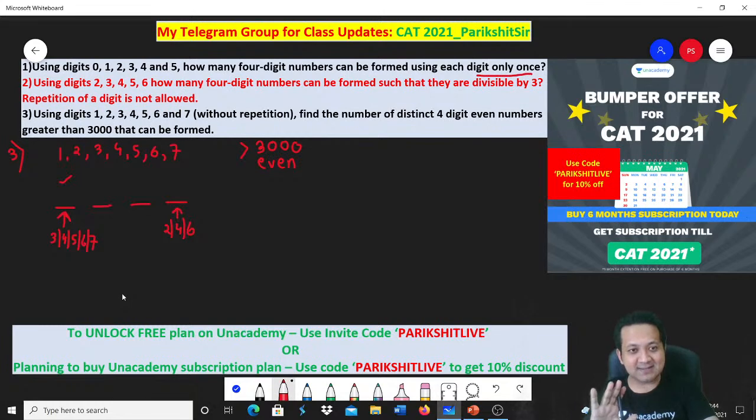I hope you understand the first part of the discussion. First part was even digit, even number. So unit digit should be even. It should be greater than 3000. So obviously the thousands digit should be 3, 4, 5, 6 and 7.